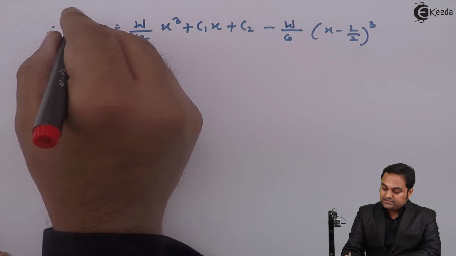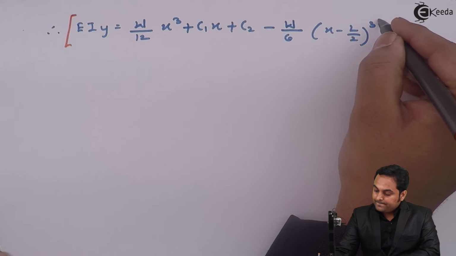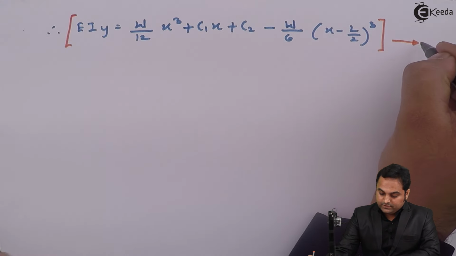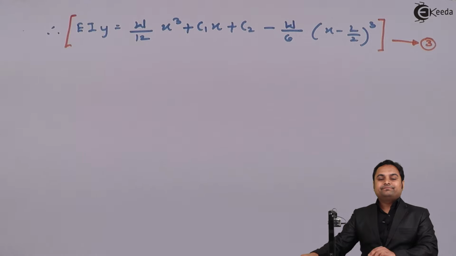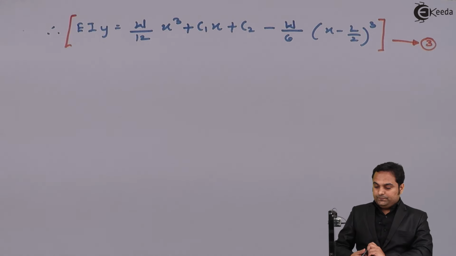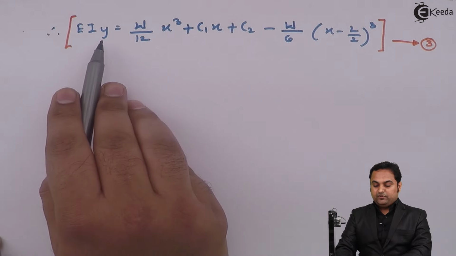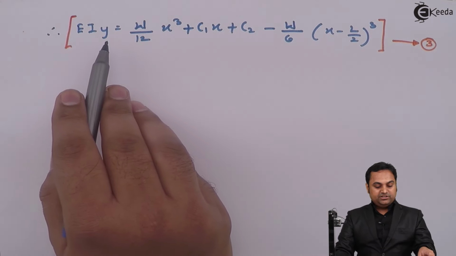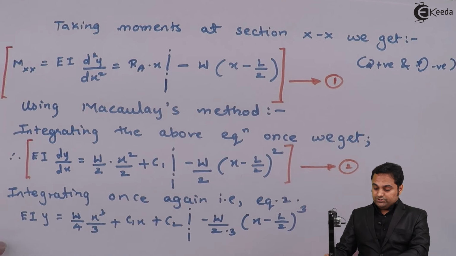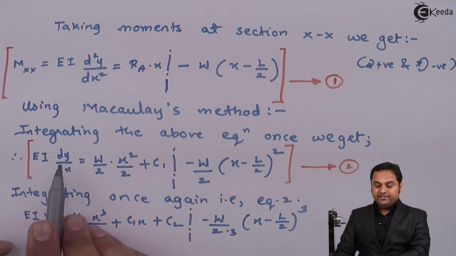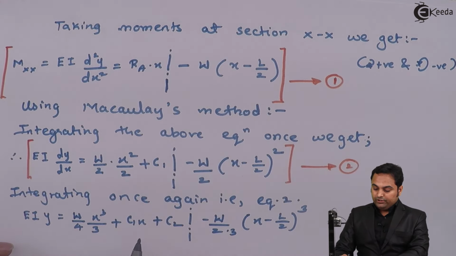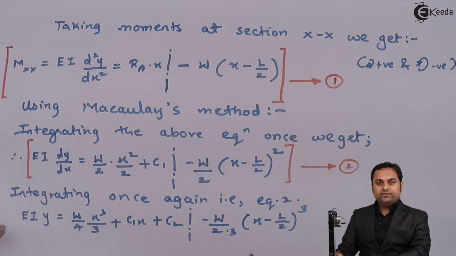So I will keep this as equation number 3. So now here I am getting another equation, which is equation 3. It is in the form of y, so called as deflection equation. Equation 2 was in the form of dy by dx, so slope equation. Now we need to know the values of constant C1 and C2.